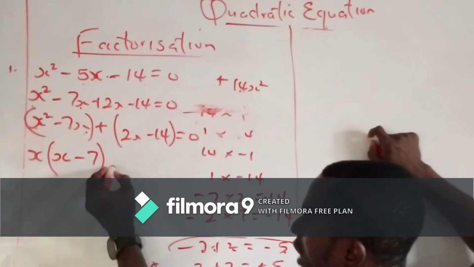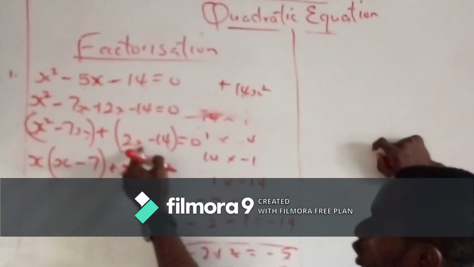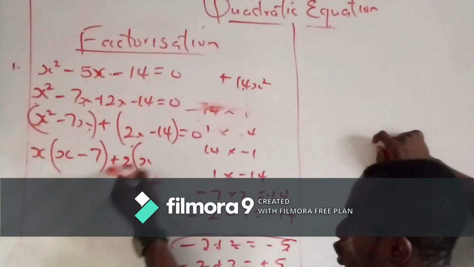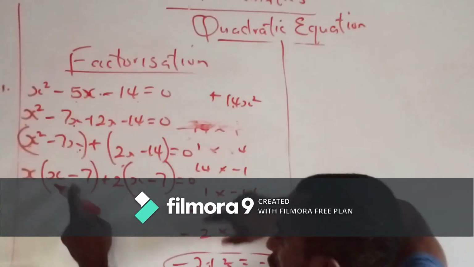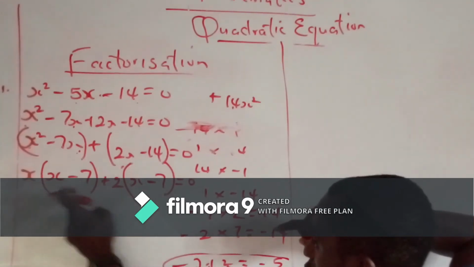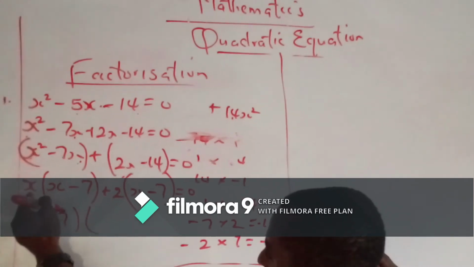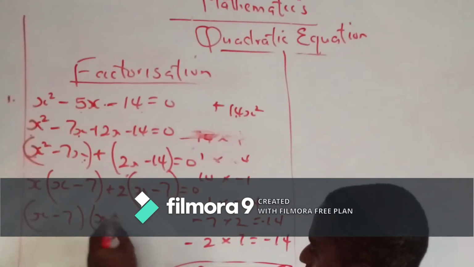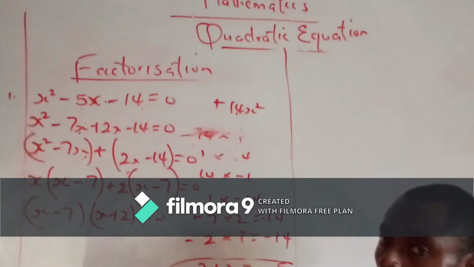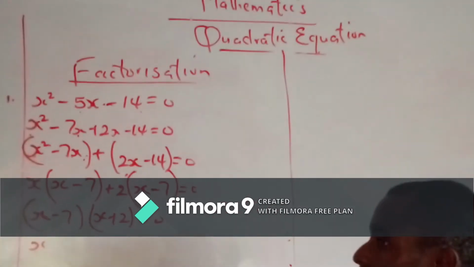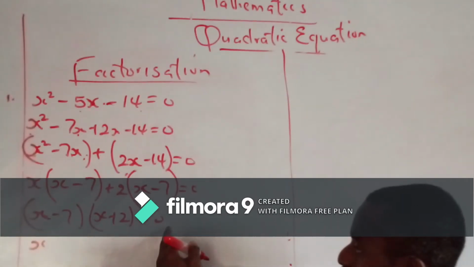Then we add this sign here, plus. What is common? 2 is common. We are left with x minus 7 equals 0. So the two brackets are the same. We pick one, x minus 7, and this x plus this sign plus 2 equals 0. Now you pick the brackets one after the other. So we pick each of the brackets now and equate to 0.